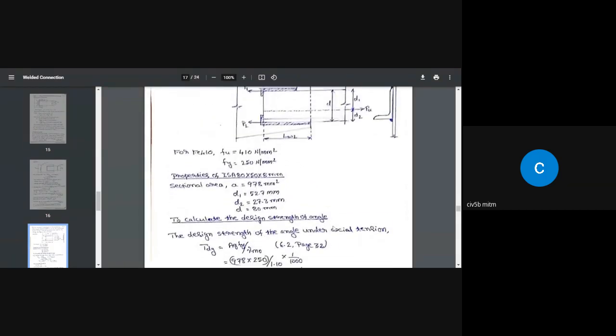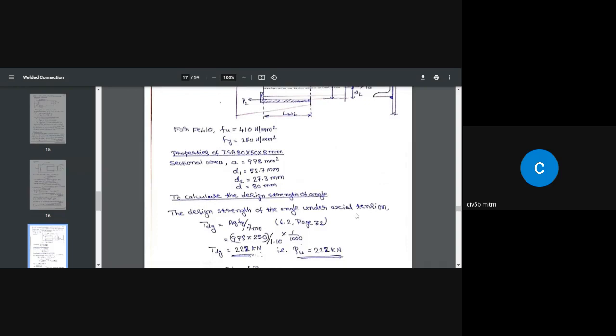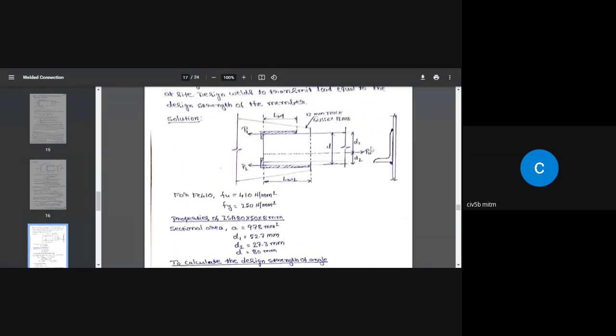We need to design the welded connection to take care of this design force of 222 kilonewton. If you come back up, PU equal to 222 kilonewton, and that force should be transferred to the gusset plate by connecting the angle to the gusset plate, and we have to connect those two things using welds on two sides.